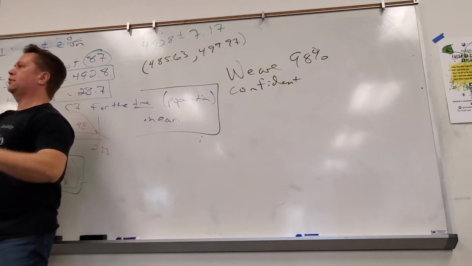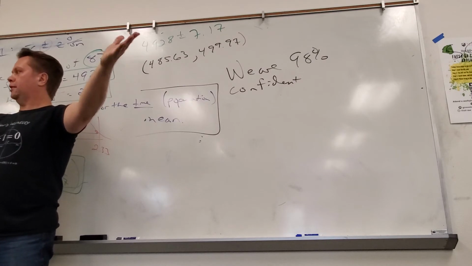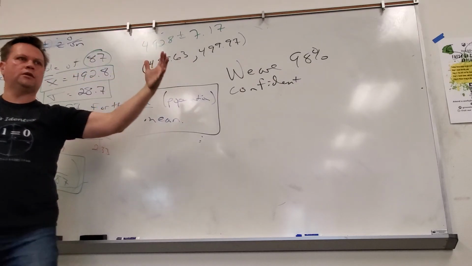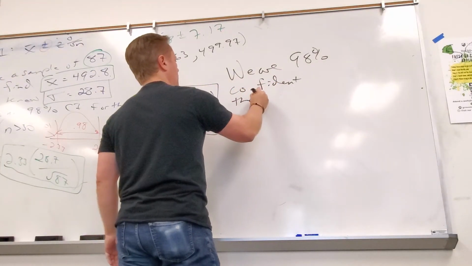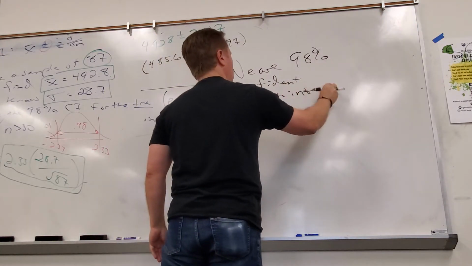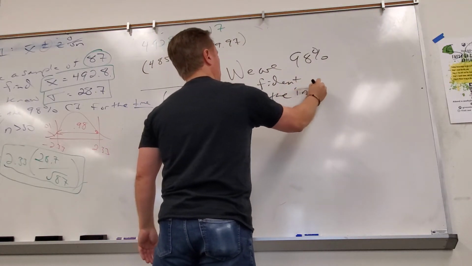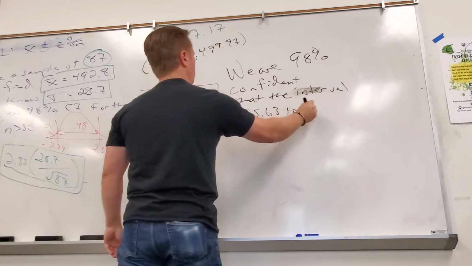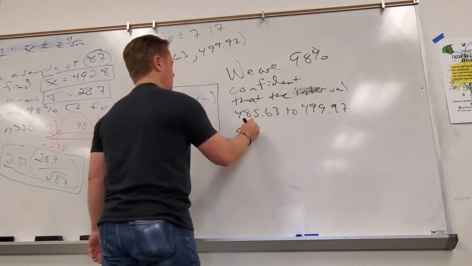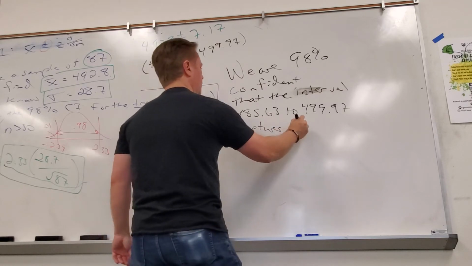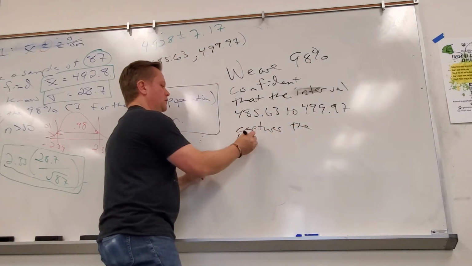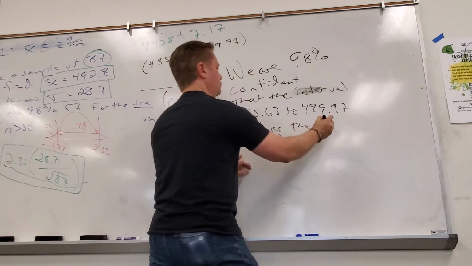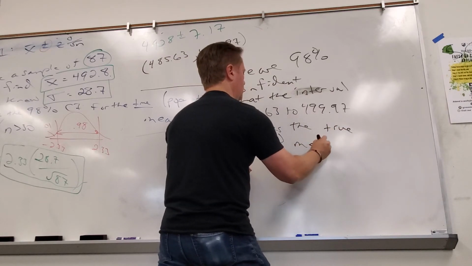Who remembers what I had up here earlier? Captures the true population mean. The true mean, if you just say true mean, that's beautiful. But when I say true, I mean the population mean. So we are 98% confident that the interval 485.63 to 499.97 captures, or contains, the true mean of the population. You can say captures, you can say contains. You can look up a thesaurus and go to town.